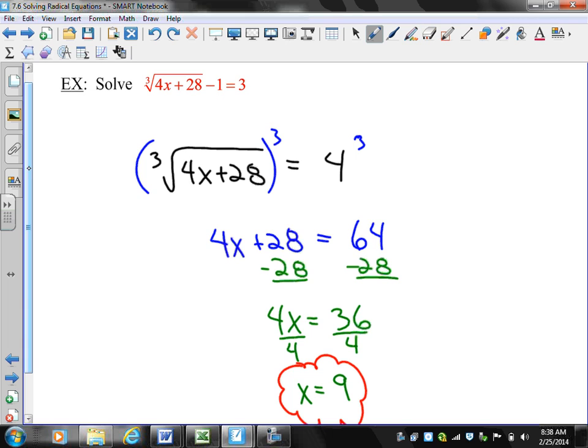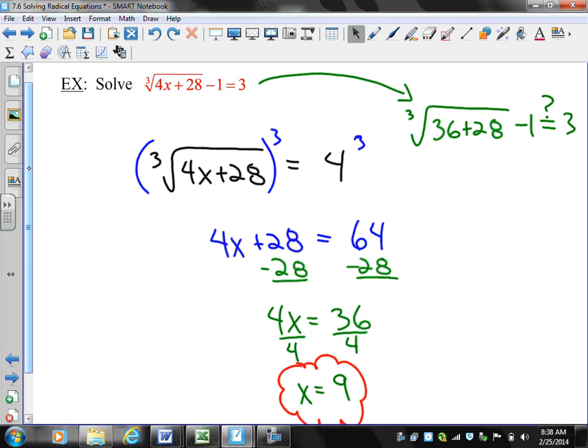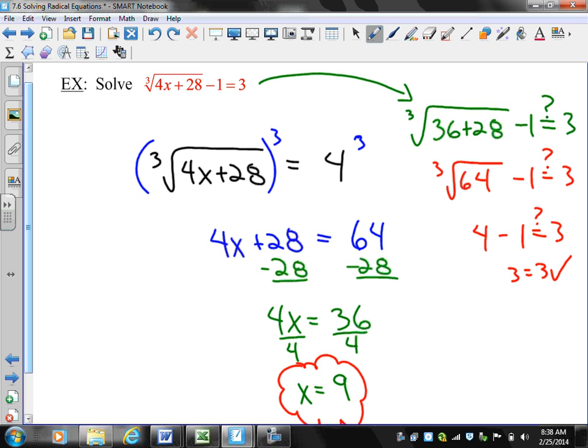So I'm going to do the cube root of 4 times 9, which is 36, plus 28, subtract 1, and does that equal 3? Well, 36 and 28, that's going to be 64. Cube root of 64, well, that's 4. And 4 minus 1 is 3. Yep, that works. So it is worth checking, or at least knowing how to check some of these, just to make sure that we have our valid answers.